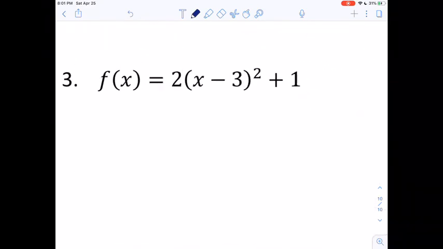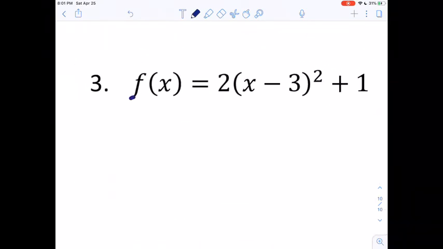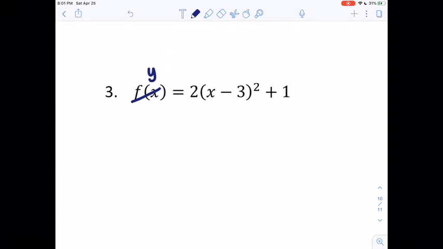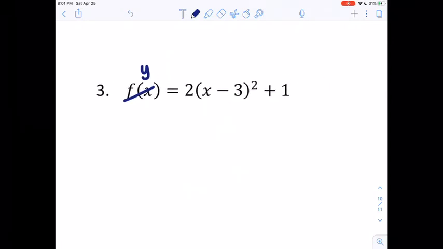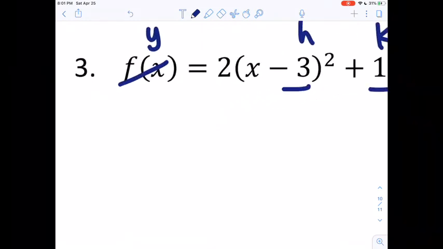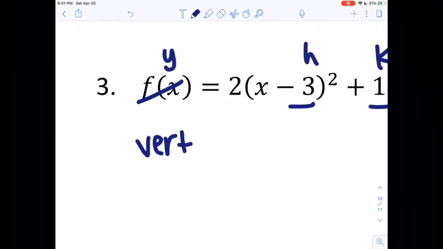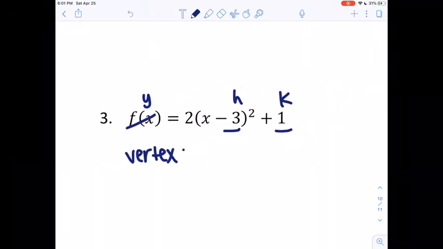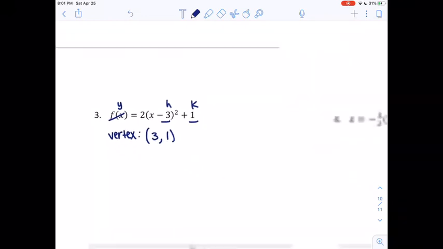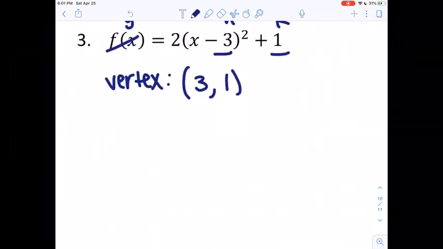Okay, number 3. If it makes you feel better, you can make that your y. Here's my h. Here's my k. Now I actually do have a k, so my vertex is 3, 1. And let's find some x, y values.